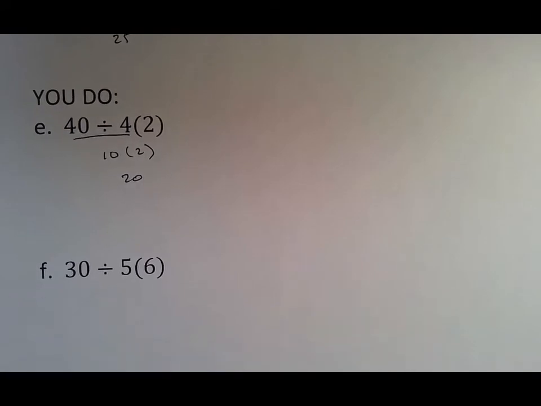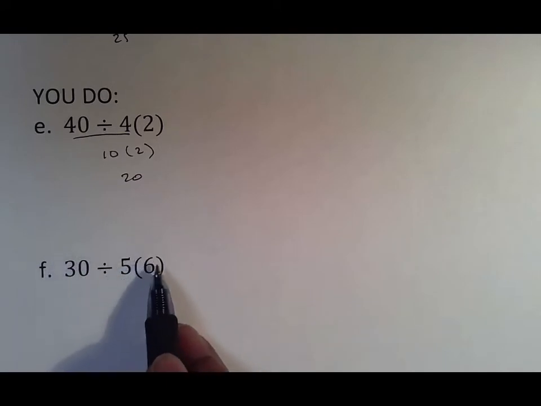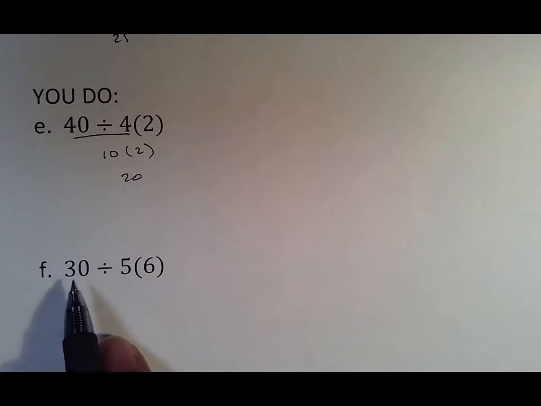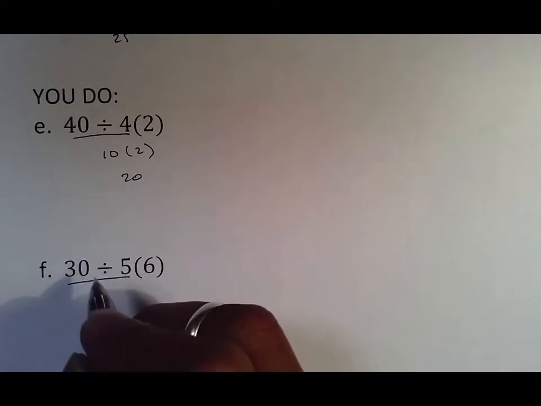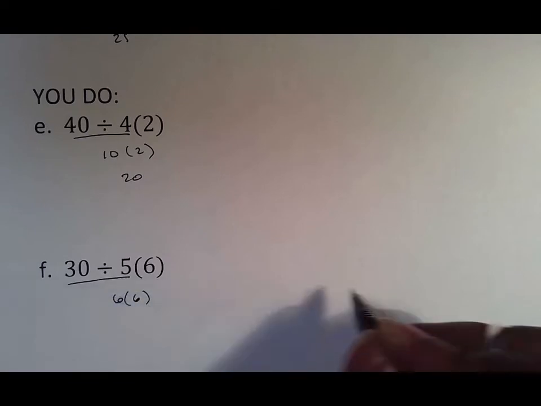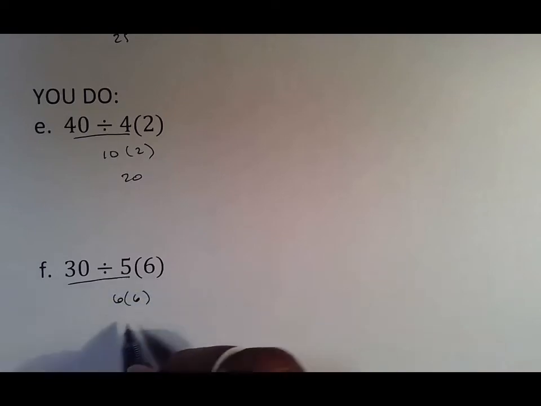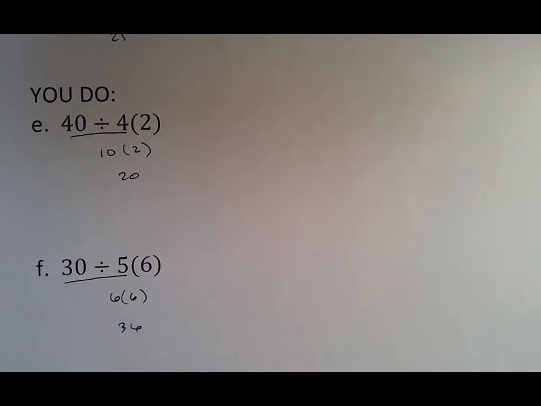Same thing on F. Go ahead and pause it. Check it out to make sure you've got it down. And I'll work it out now. Again, this is not a parentheses. So multiplication and division, same level. Work out whatever's in front. 30 divided by 5 is 6. Copy your parentheses 6. 6 times 6 is 36.